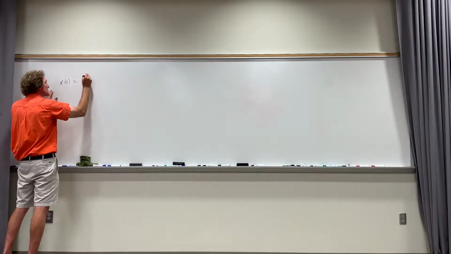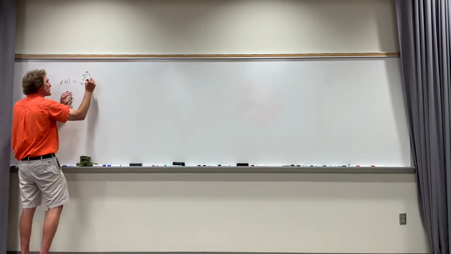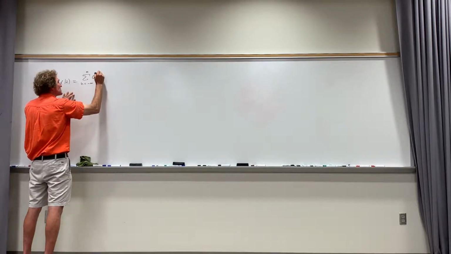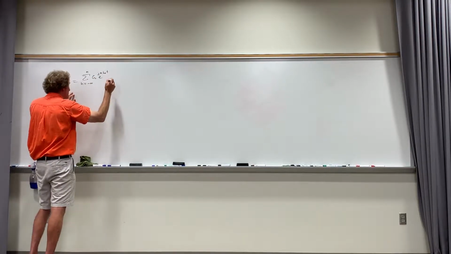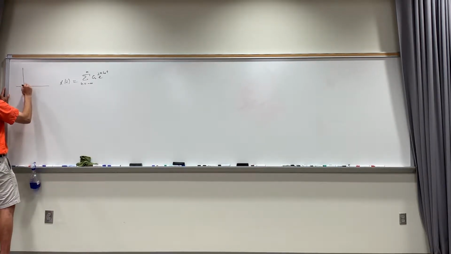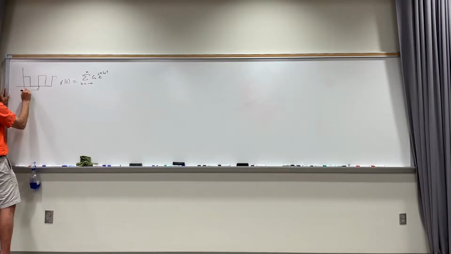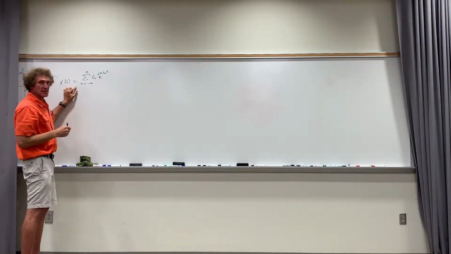I said x of t was equal to the summation from n equals minus infinity to infinity of c of n times e to the j n omega naught t. And this is for any periodic waveform. If you think about some of the common ones like this, if this was t, the period would be T, this would be tau, and this would be x of t. It's periodic. It's equal to that.